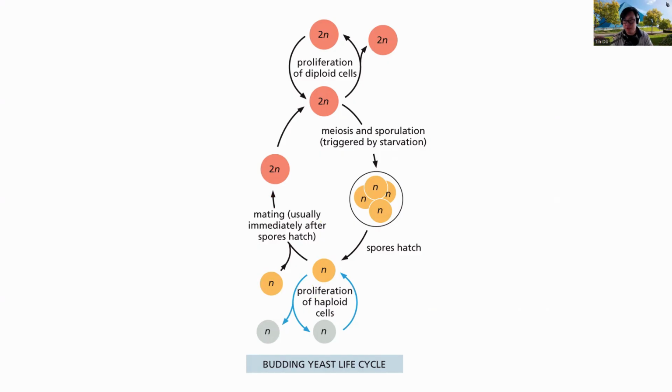So depending on the certain process of its life cycle, whether it's undergoing the genetic variant cell division, or its own identical cellular division, it will be determined from there. Okay, mating usually happens immediately after the spores hatch. Again, the spores have to hatch first before two haploid cells come together, forming a fertilized cell.